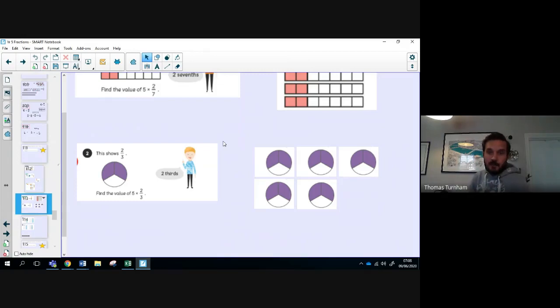Right, so we know that we've got 5 lots of something split into thirds, of which we have 2 of those thirds. So we're doing 5 times 2. We know 5 times 2 is 10, so we have 10 thirds. Now I've got to see with my 10, how many wholes can I make?